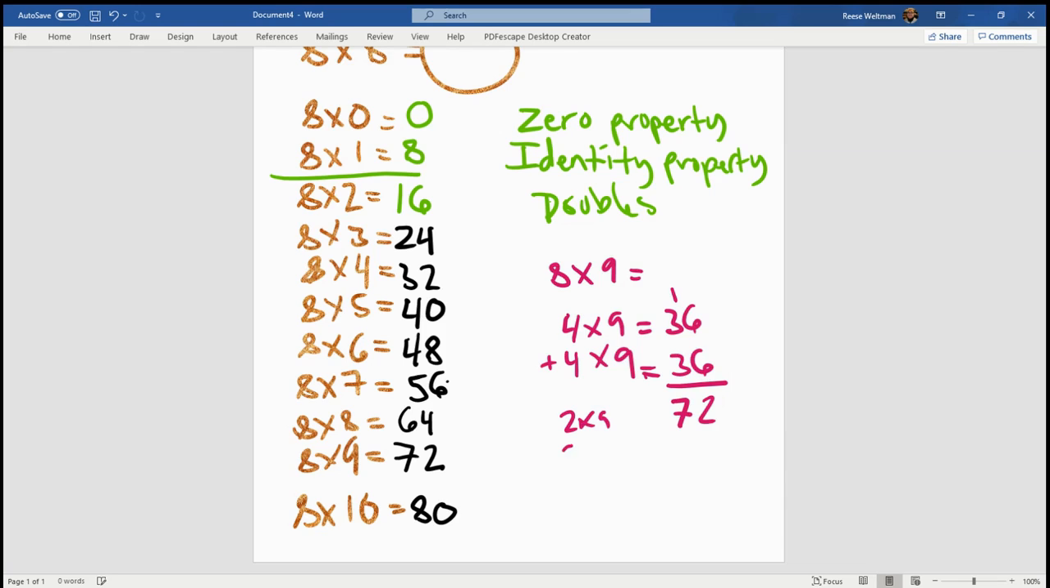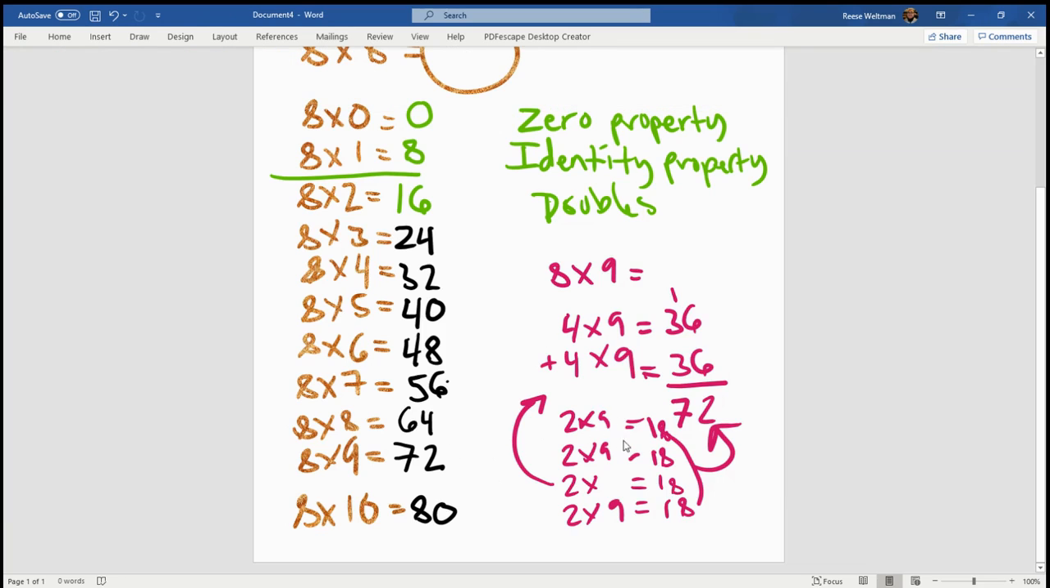You could break it up even further, right? 2 times 9 plus 2 times 9 plus 2 times 9 plus 2 times 9. You could do that too. And that could work. That is the same thing that we did here. It's just broken up a little further. And each time, you would end up with 18, right? So really, you're looking at 18 plus 18 plus 18 plus 18. That's another way of figuring it out. And then you add all those together, and you end up with 72. Okay, so that's another way of doing it.